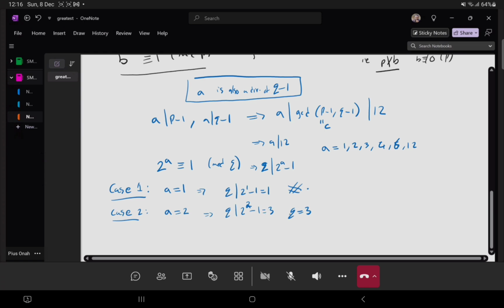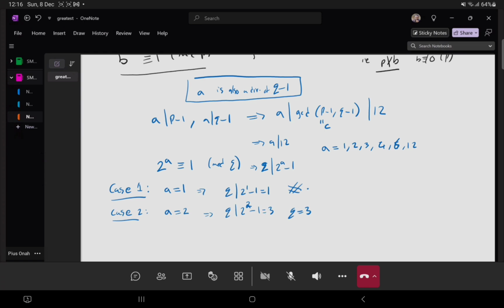If there's such a solution, it will have to be 3. So now the question is, does this 3 actually work? Can we have a solution for 3? Because we need a prime P that we should be able to match with this Q to satisfy those conditions. So what would that look like?